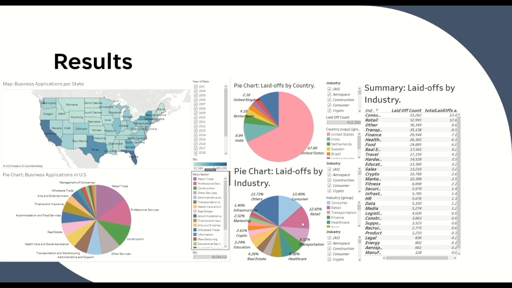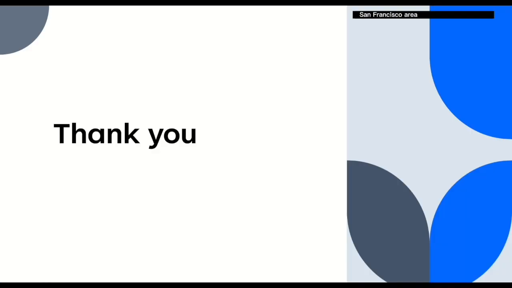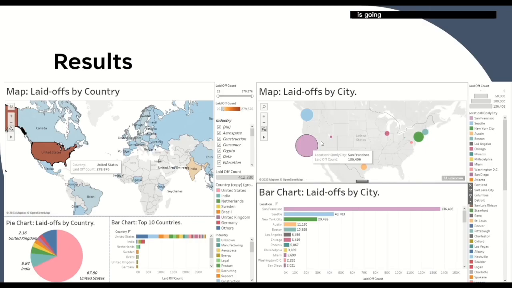United States. Finally, knowing that the San Francisco area and surrounding areas is home to technology giants such as Apple, Meta, Alphabet, among others, it is to be expected that this area will concentrate the most layoffs. According to Business Application, Florida would be expected to have the largest number of layoffs, but this is not the case.